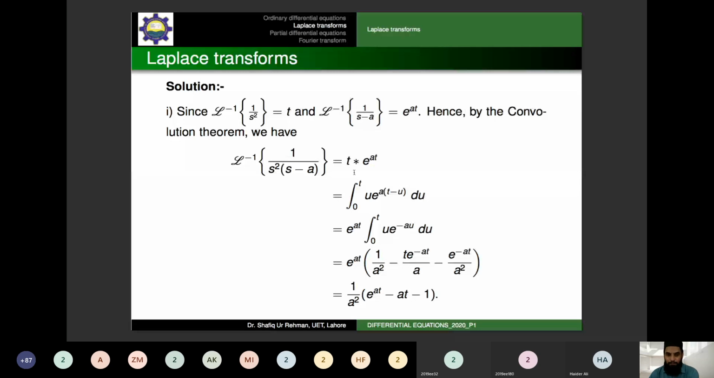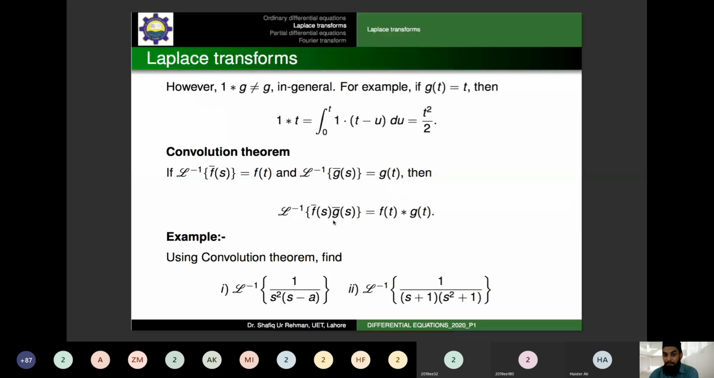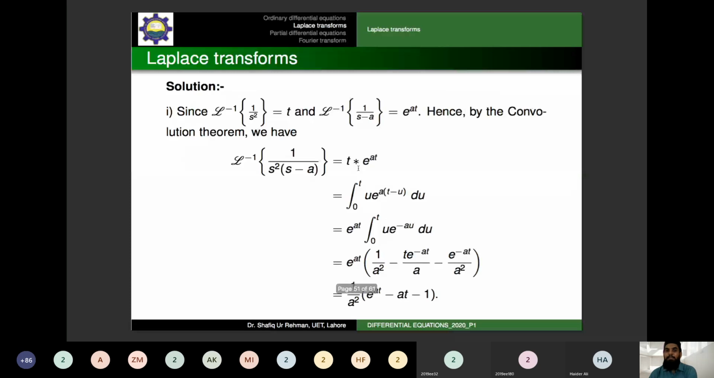If you keep an eye on the formula, the Laplace inverse of f bar of s times g bar of s will turn out to be f of t convolved with g of t. So f of t in this case is t, and g of t is e raised to power at. So t convolved with e raised to power at. From the inverse of convolution, we know the formula: t is going to be replaced by u, and for g, t is going to be replaced by t minus u. Simplify that, and eventually you will have this answer.